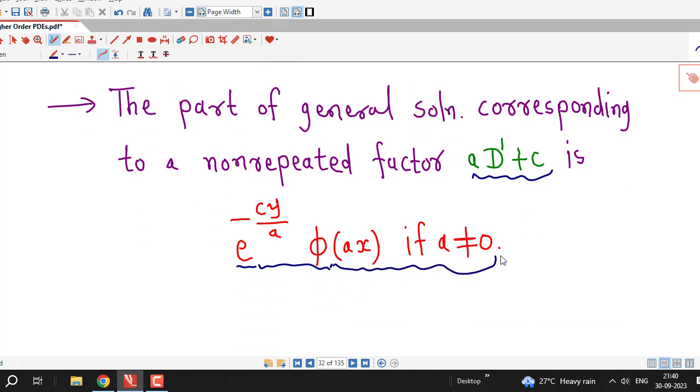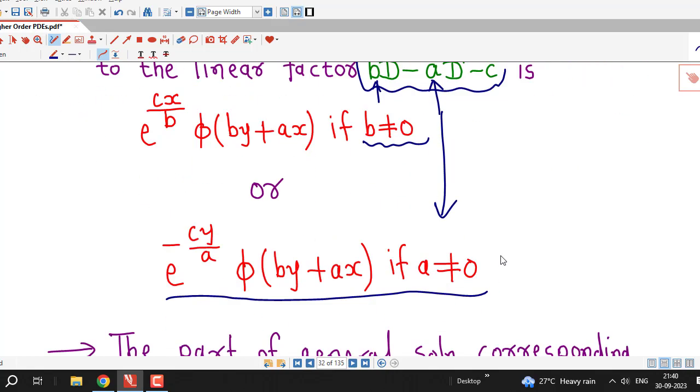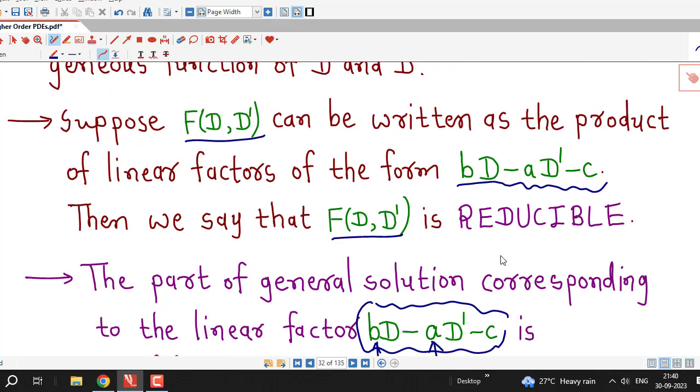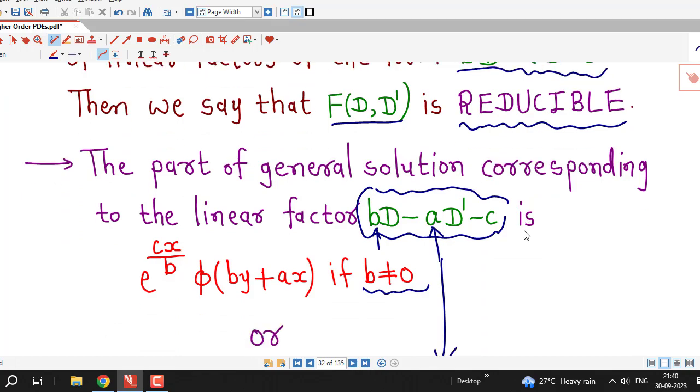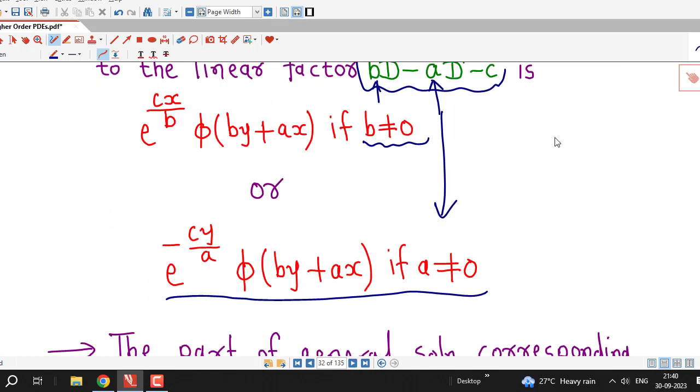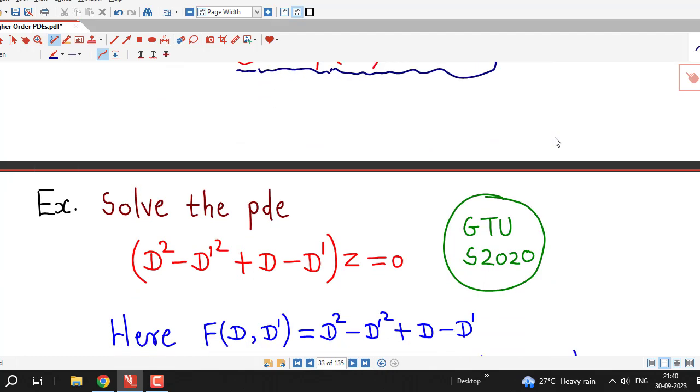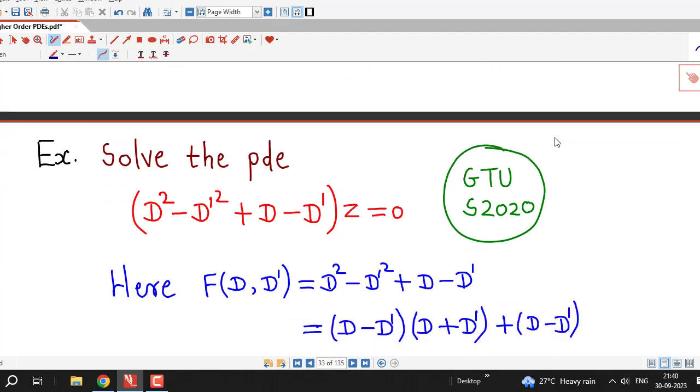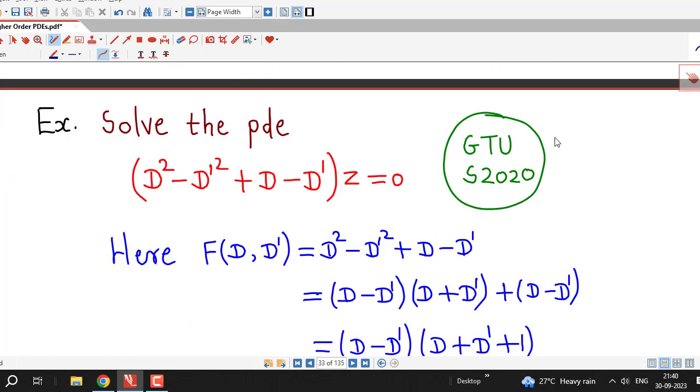So in this lecture we are going to discuss some problems in which we will have this type of situation, that our function f(D, D') is non-homogeneous, but we are able to write it as a product of linear factors, that is, the function f(D, D') is reducible. I have taken several examples to explain this concept.